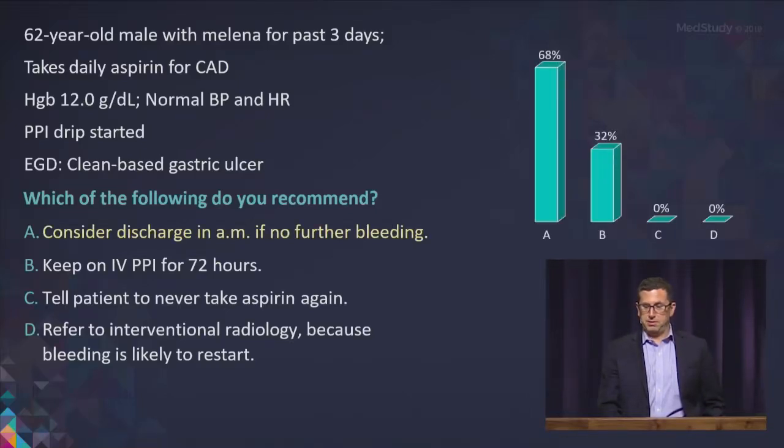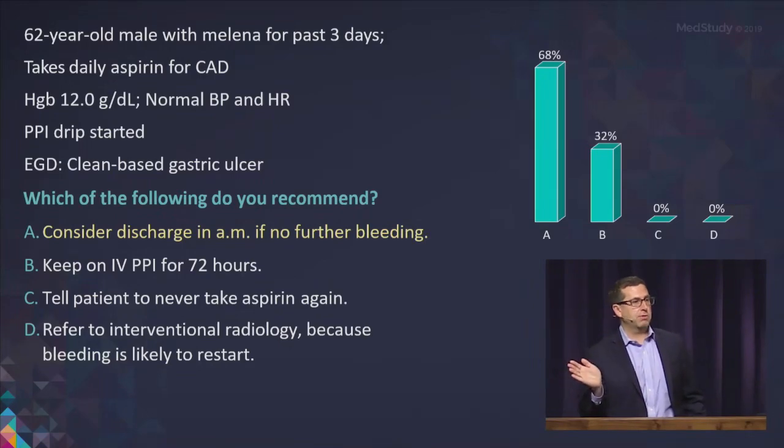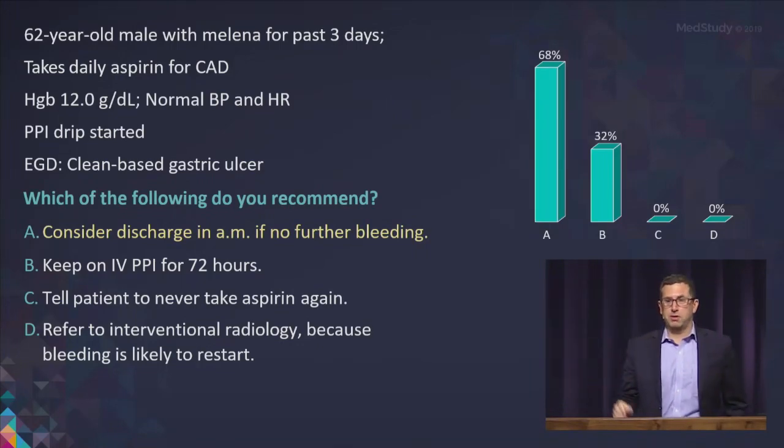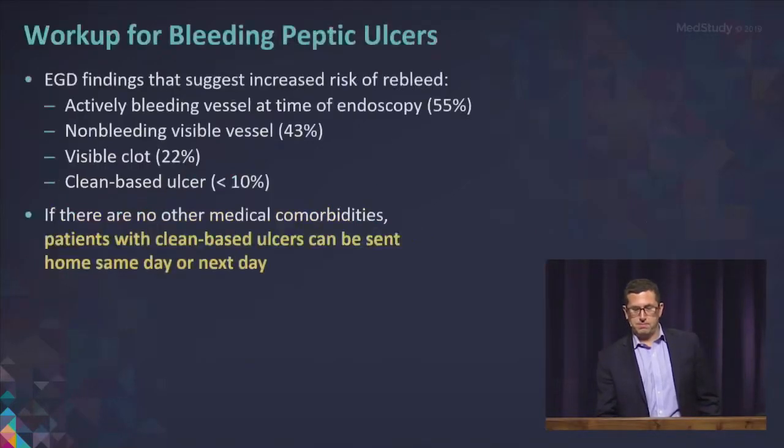Great, most people got this too. Okay, so the key here is that the ulcer is clean-based. Clean-based ulcers, as determined by what the GI doctor sees and should write in the report, have an exceedingly low risk of rebleeding. So those people could really be discharged home. Clean-based means that there probably was a bleeding vessel, but everything kind of healed up. And so the risk of things getting worse is very low, and you could discharge that patient home.